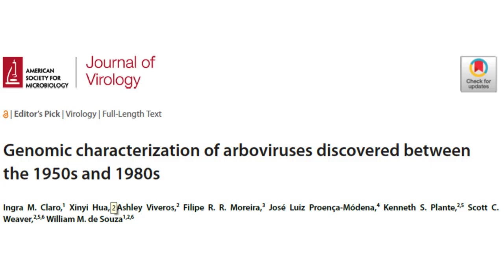Exactly. It's like shuffling genetic decks. This creates brand new combinations, potentially giving the virus new abilities overnight. Abilities like adapting to a new host or a new type of mosquito. Yes, or becoming more virulent, or evading the host's immune system more easily. It's a major shortcut for evolution compared to waiting for slow, random point mutations. It's a huge driver of how new viral threats emerge.